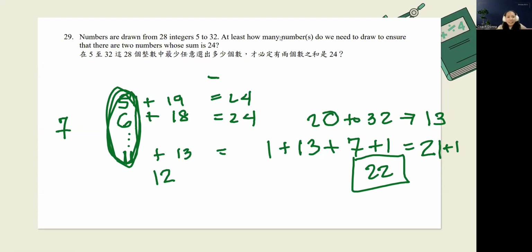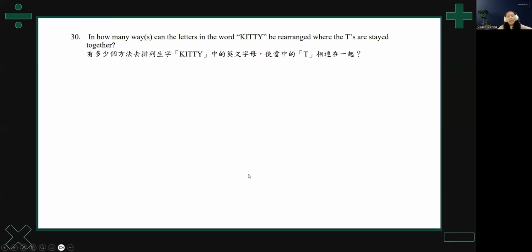We're now on to the last number, thankfully. So here. In how many ways can the letters of the word kitty be rearranged for the T's to stay together? So in questions like this, if you want something to stay together, treat it as one. Okay, treat it as one only.